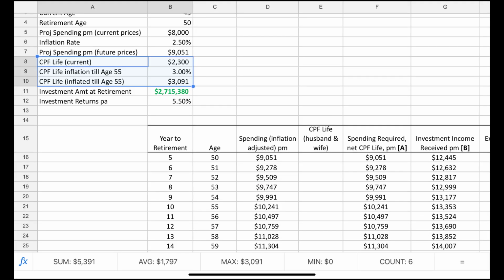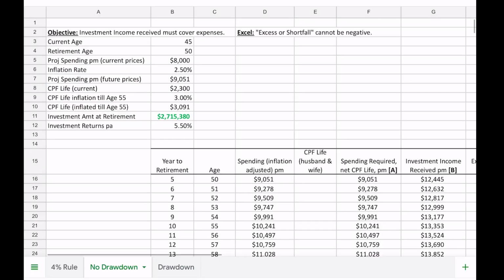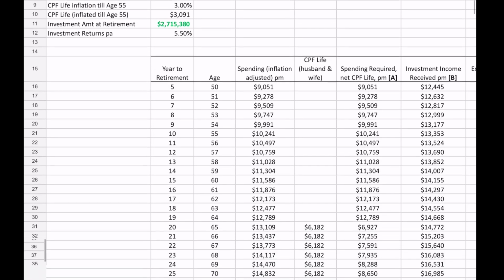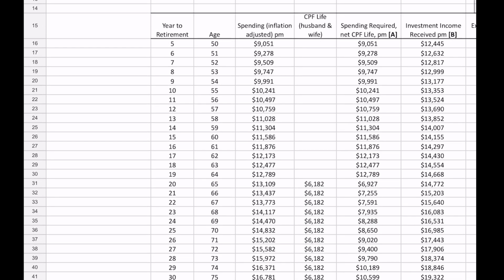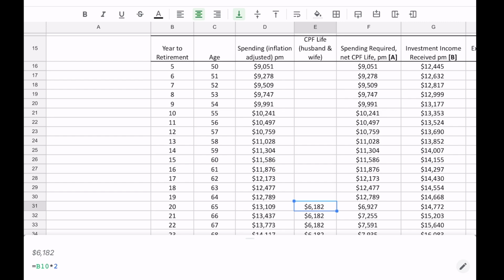I have assumed that I have sufficient money to be eligible for the enhanced retirement sum. Starting with a current monthly payout of around $2,300, and anticipating a 3% annual increase until the age of 55 when the CPF Life payout is fixed, the payout is projected to be approximately $3,091 from age 65. For this calculation, I've doubled the amount to account for both myself and my wife. This $6,182 is inserted from age 65.